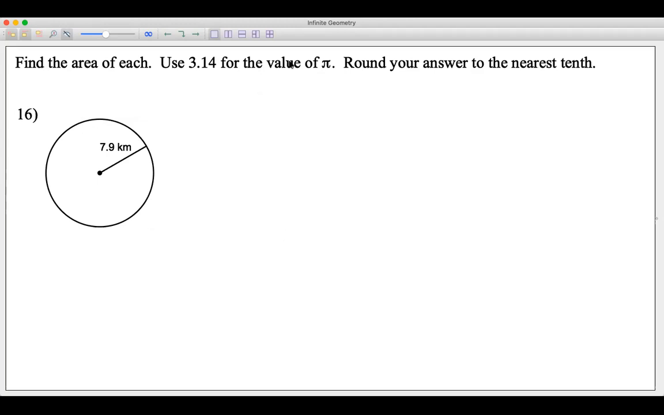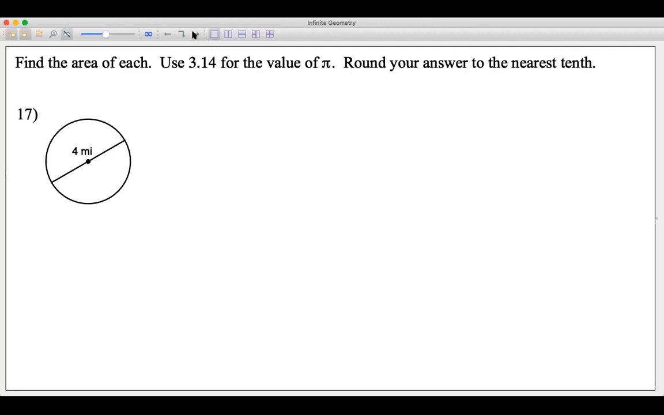Notice the instructions say, don't leave it in terms of pi, but round to the nearest tenth. It also says use 3.14. I don't really care. You can use the pi key or 3.14. All right. Other than what the formula was, I have no clue. You have no more questions? All right. Anybody? Circles? Notice on 17, I gave you a diameter. Half of 4 is 2. 2 squared is 4. 4 times pi is about 12.